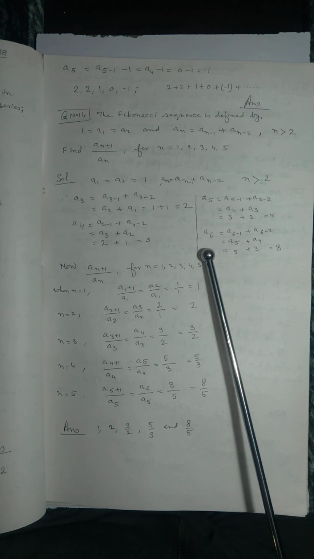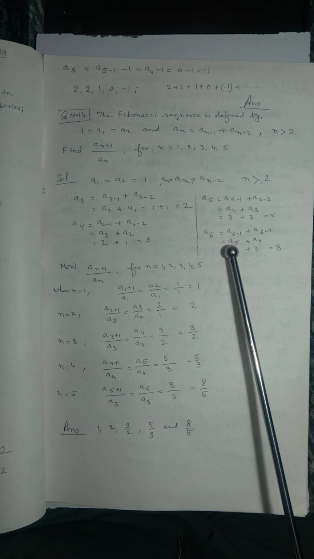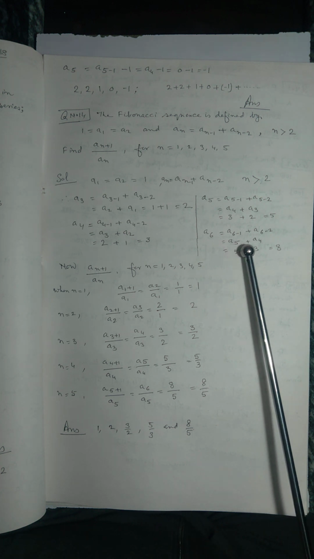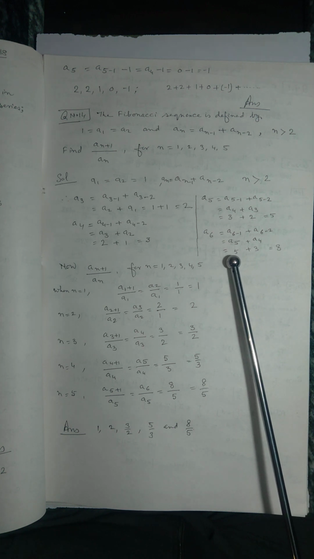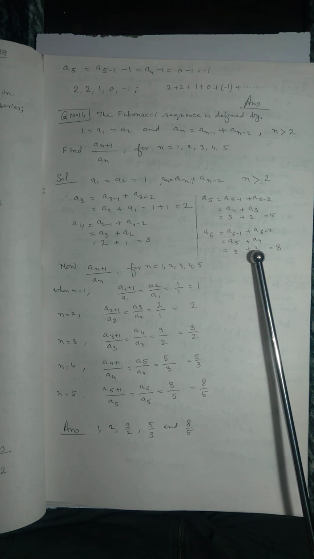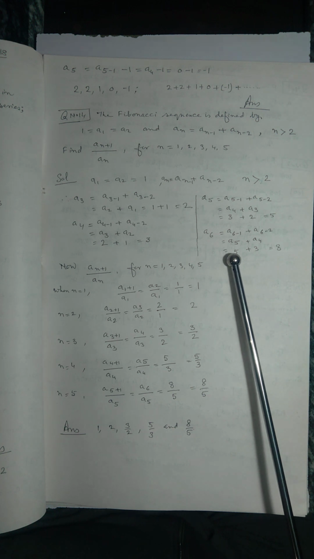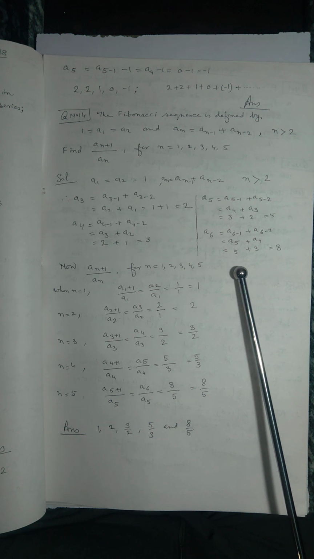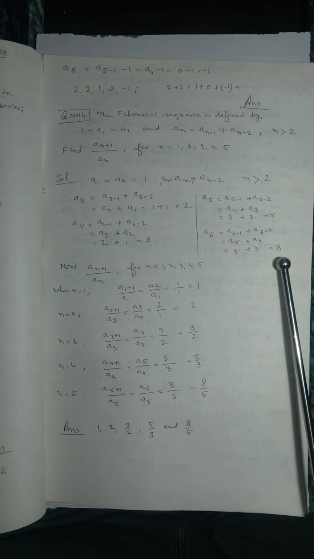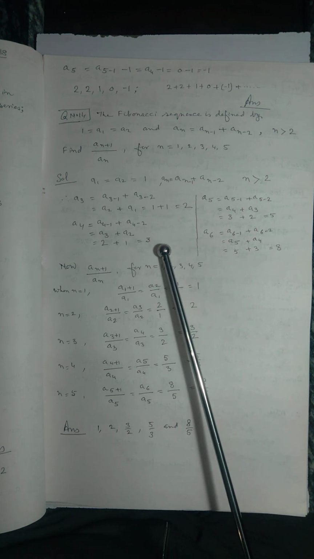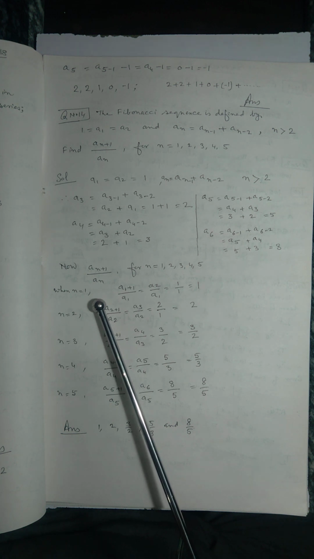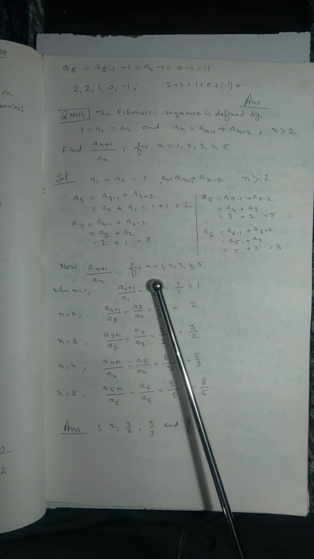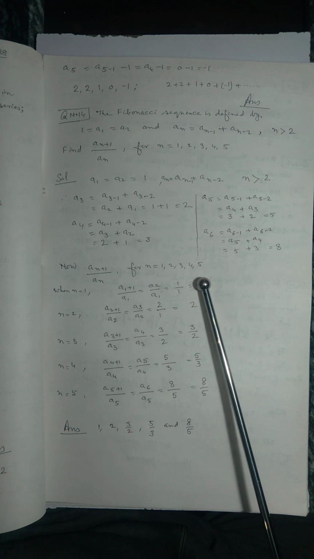Similarly, come to the A6. That is A(6-1) plus A(6-2). So it will become A5 plus A4, and in place of A5 write down 5 plus 3, that is 8. Now substitute the corresponding values. Now A(n+1)/A(n), for n equal to 1, 2, 3, 4, 5.